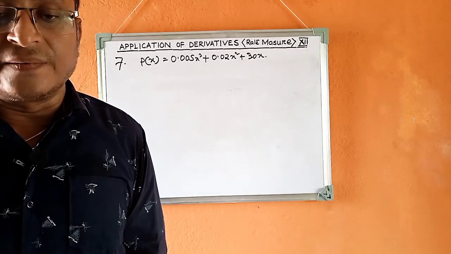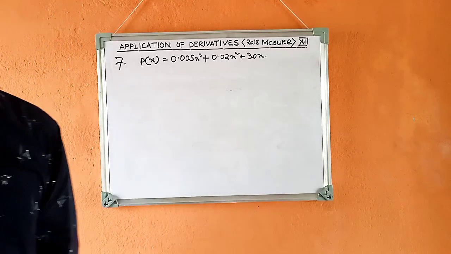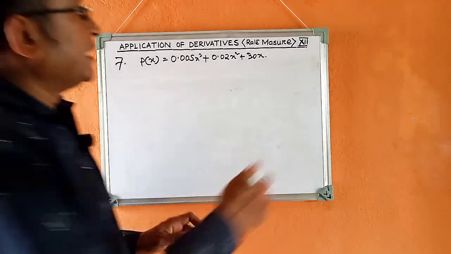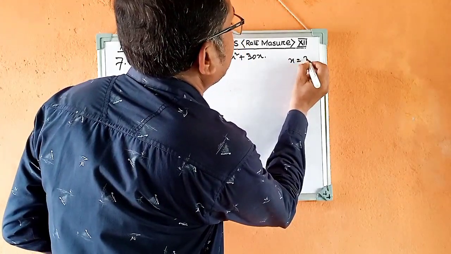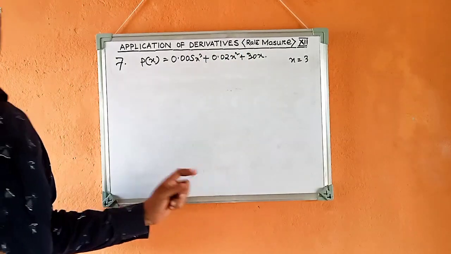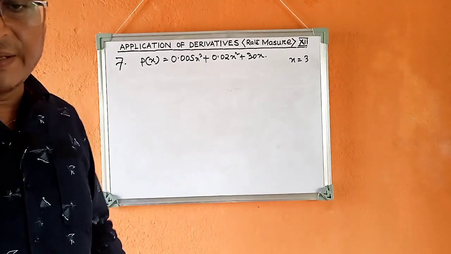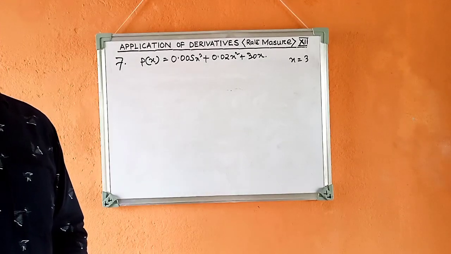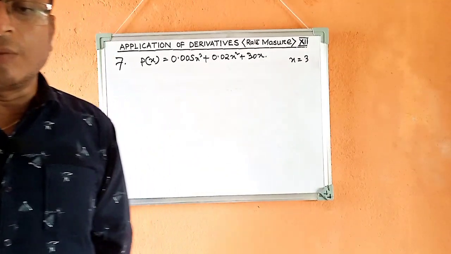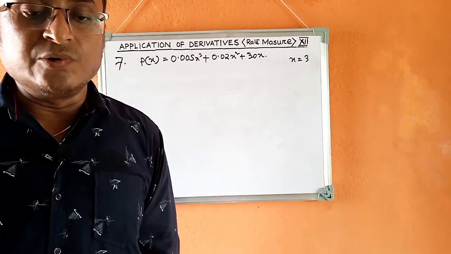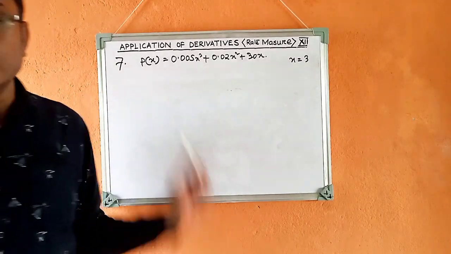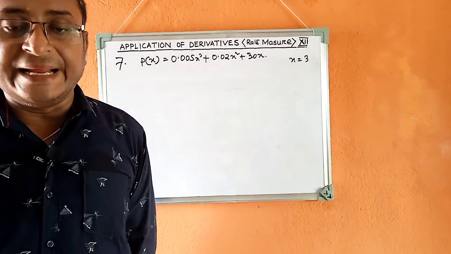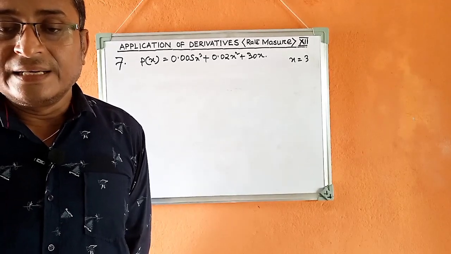Find the marginal increase in pollution content when 3 diesel vehicles are added. 3 diesel vehicles means x equal to 3. When 3 diesel vehicles are added, write which value is indicated in this equation. I repeat the question: find the marginal increase in pollution content when 3 diesel vehicles are added and write which value is indicated in this equation.